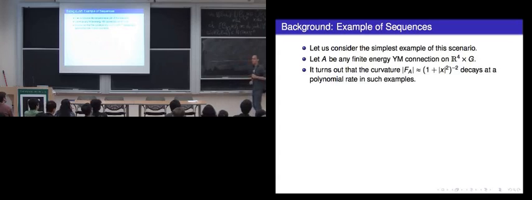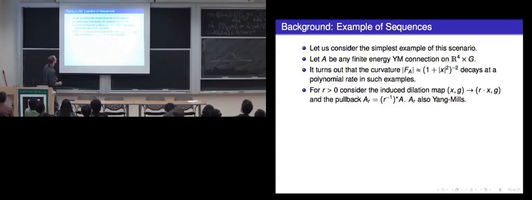Here's our R4, and let's graph how the norm of the curvature behaves as a function. If here's the origin, then we have something like this. The way you should imagine this is that most of the curvature is contained in the ball of radius 1, give or take, and as you go off to infinity, the curvature concentration drops very quickly.